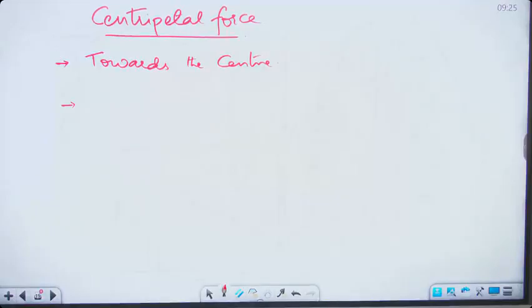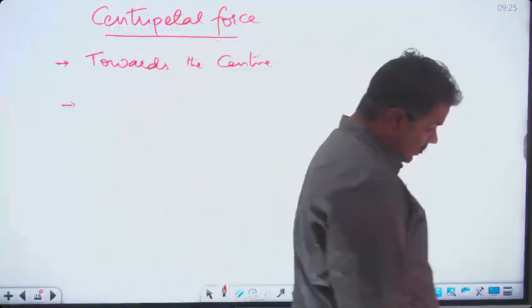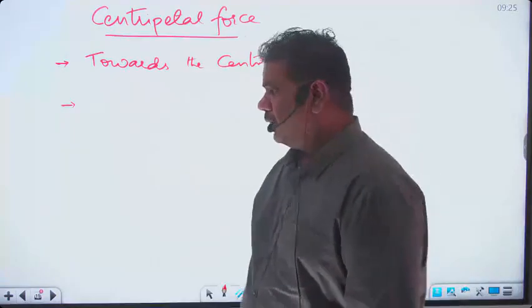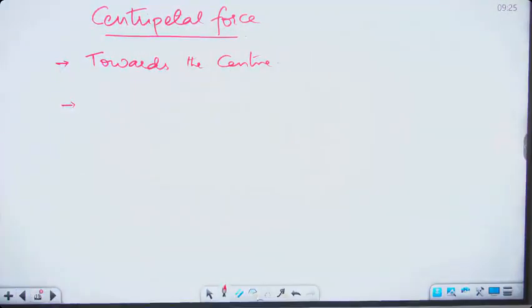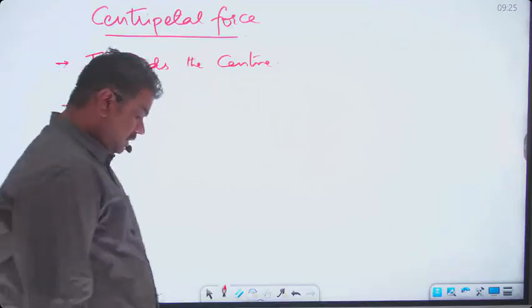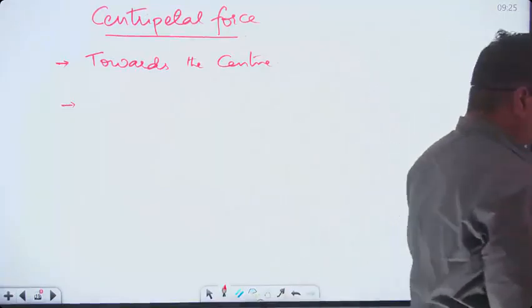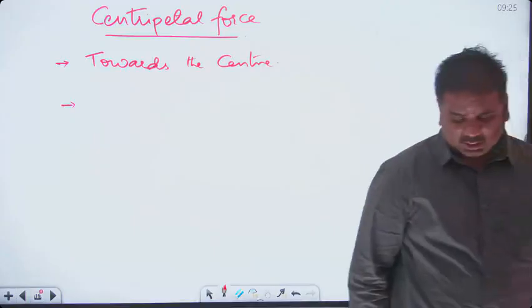Next one. The work done by centripetal force when an object is moving in a circular path is equal to 0.